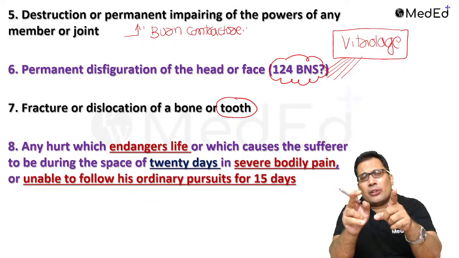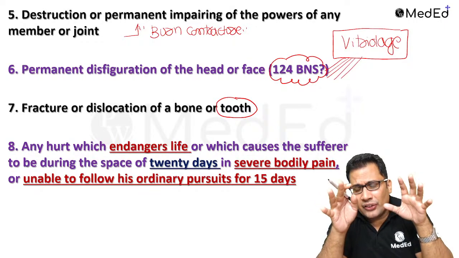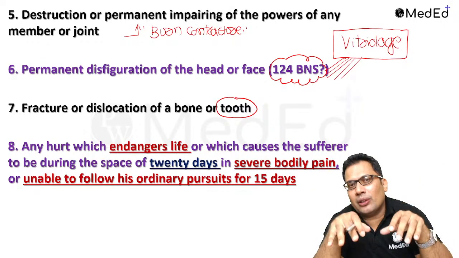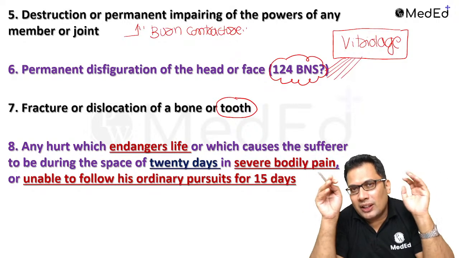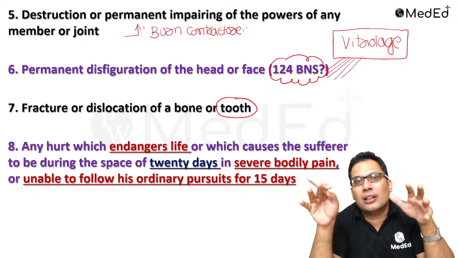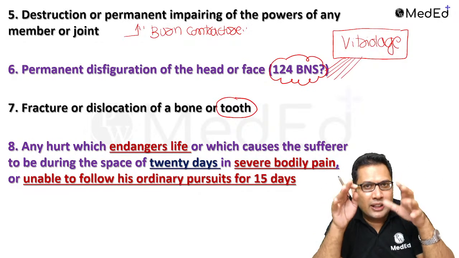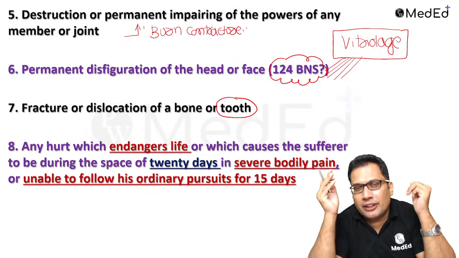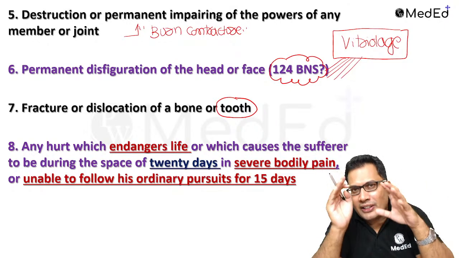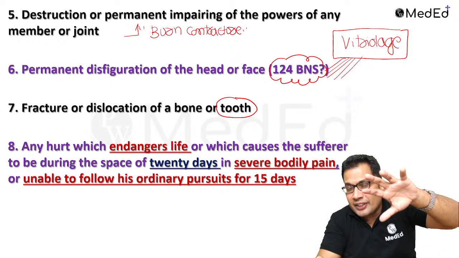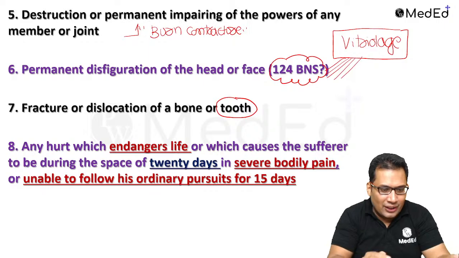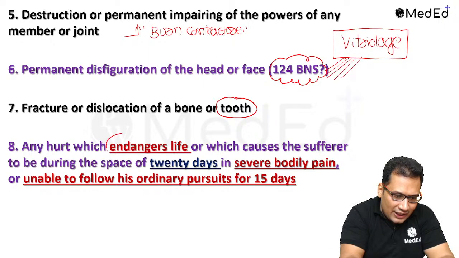And the last clause, a very, very important clause, guys. This is very commonly asked in viva. We do ask this question to every student in the viva exam. What is the 8th clause of grievous hurt? What is the 8th clause of 116 BNS, 320 IPC? We do ask. Your answer should be, sir, the 8th clause has 3 sub-clauses. What are the 3 sub-clauses? Any hurt which endangers life.